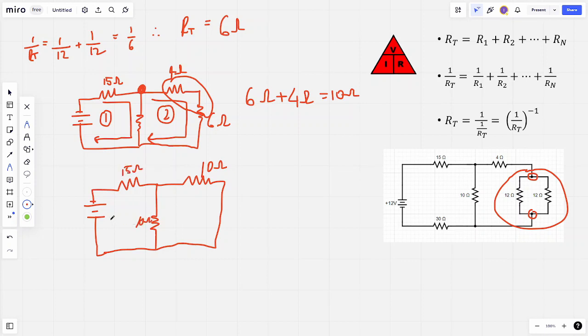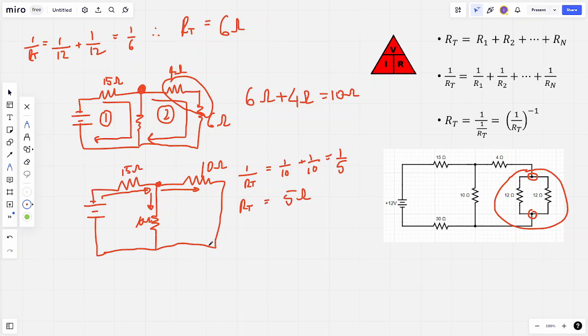Now, remember at the start, we assumed the current direction to be this way, clockwise. At this node, the current splits. Either it carries on going straight, or it goes down to the 10 ohms. So what does that mean? It means that this branch with the 10 ohms is in parallel to this loop. So this 10 ohm resistor is in parallel to this 10 ohm resistor. Now that means if we take the equivalent resistance, which is the reciprocal of each resistor, that equals 1/5, and then we can say RT is therefore 5 ohms.